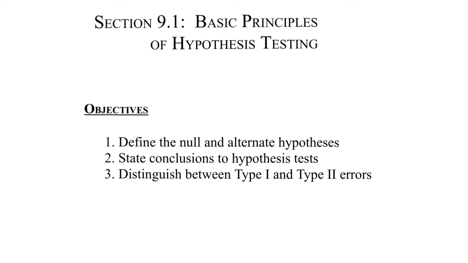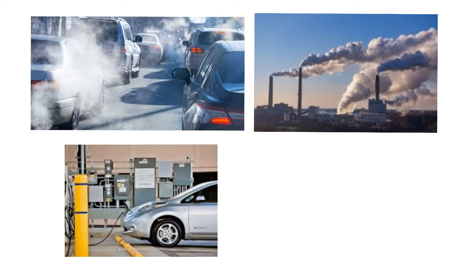Today you are going to learn a new chapter, chapter 9, hypothesis testing. Section 9.1, basic principles of hypothesis testing. This has three objectives: define the null and alternate hypothesis, state conclusion to hypothesis test, and distinguish between type 1 and type 2 errors. Air pollution has become a serious health problem in many cities.